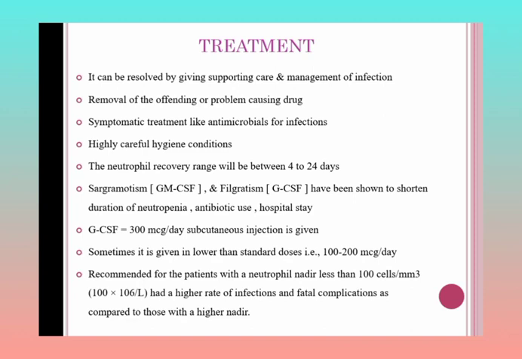Some drugs like sargramostim, that is GM-CSF, and filgrastim, G-CSF, have been shown to shorten the duration of neutropenia, antibiotic use, and hospital stay. Sargramostim and filgrastim are given in a dose of 300 mcg per day as subcutaneous injections. Sometimes they are given in lower than standard doses; as I said, the previous dose was 300 mcg, but sometimes 100 to 200 mcg per day is given.